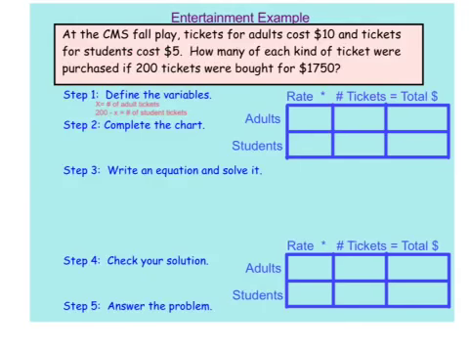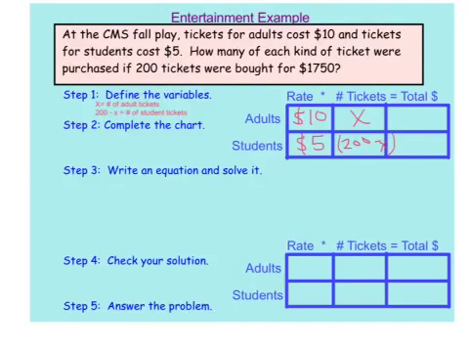Then we can just start filling in the chart. Since we know that an adult ticket costs $10, that's the rate. And a student ticket costs $5. Again, that number of tickets in the chart is coming from right here, where we defined our variables. There are x adult tickets sold, which means that there are 200 minus x student tickets sold.